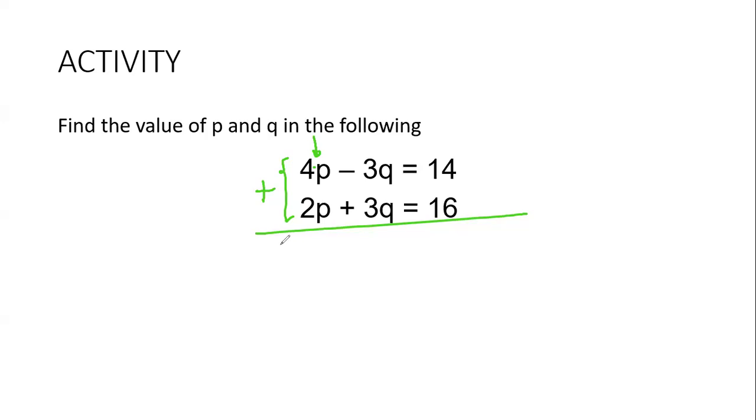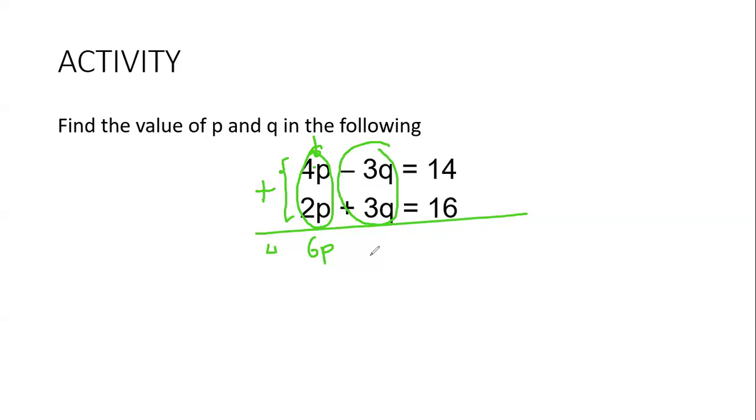I add 4 and 2. No, you add it vertically like this. Are you seeing? Yeah. So we're getting 6p. So this will become 6p. Good. Then now you add these ones here.